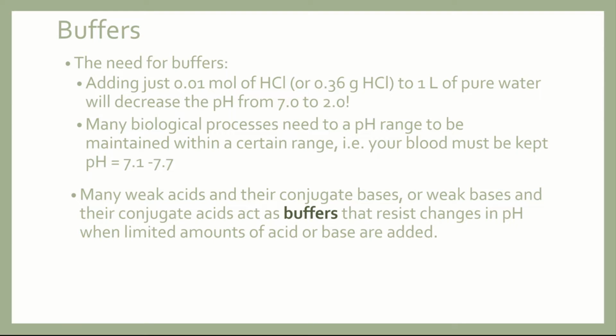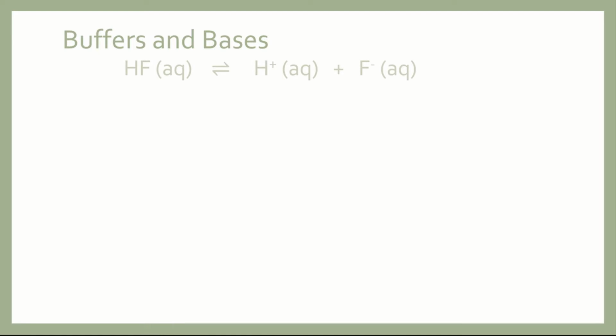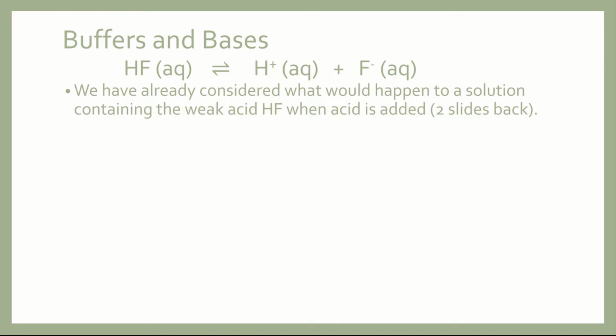So we have buffers, which are oftentimes weak acids or weak bases, and they're conjugate acids or conjugate bases. And these are what act as buffers. So here's our formula from before. HF breaks down into H+ and F-. So we've already looked at what would happen if we added acid to this solution. Again, adding acid would be adding H+, and that F-, that conjugate base, would snatch those up and move in the reverse direction.